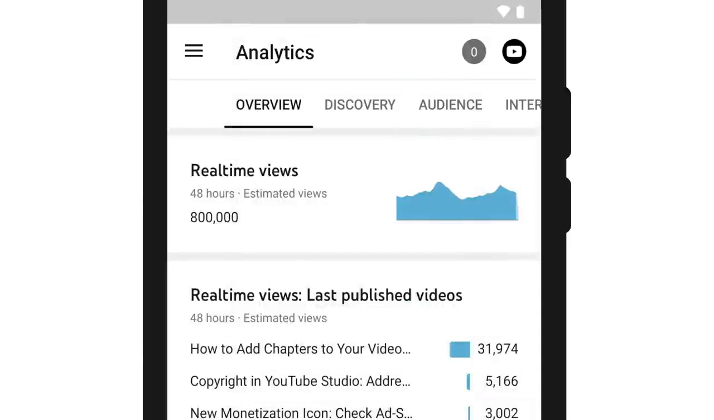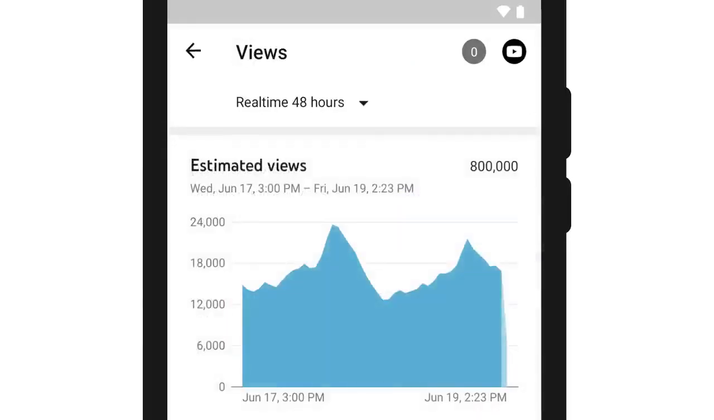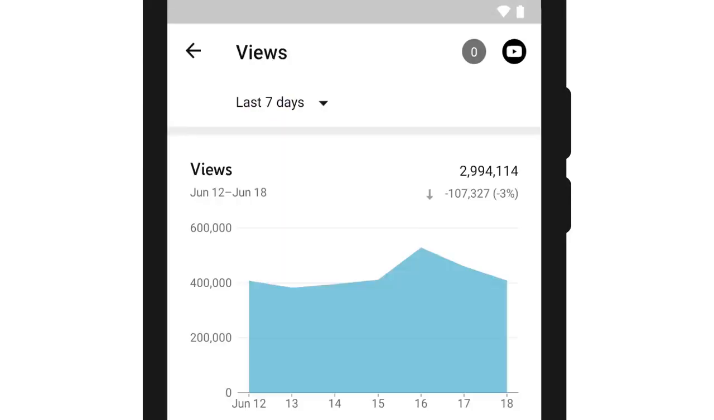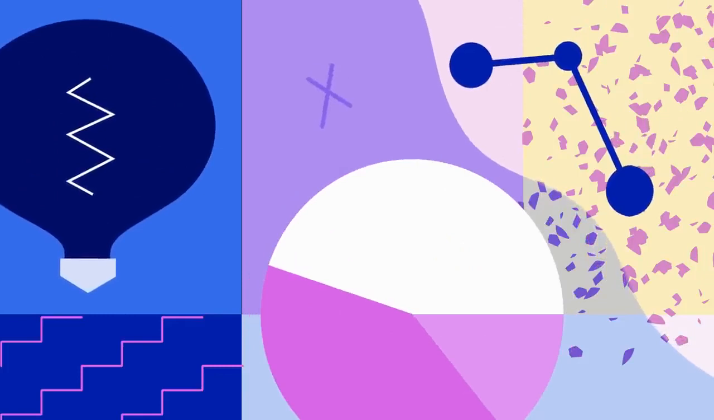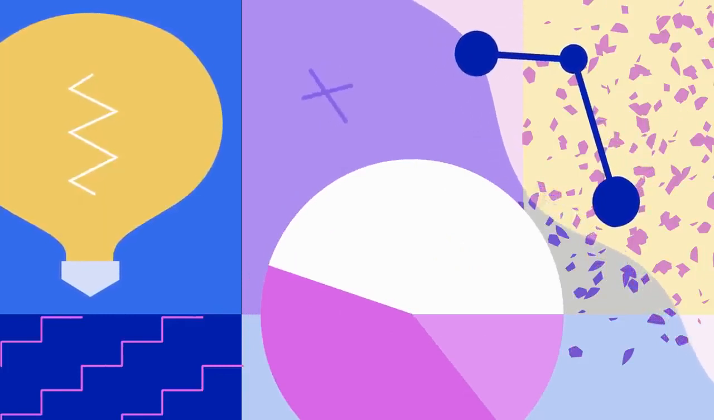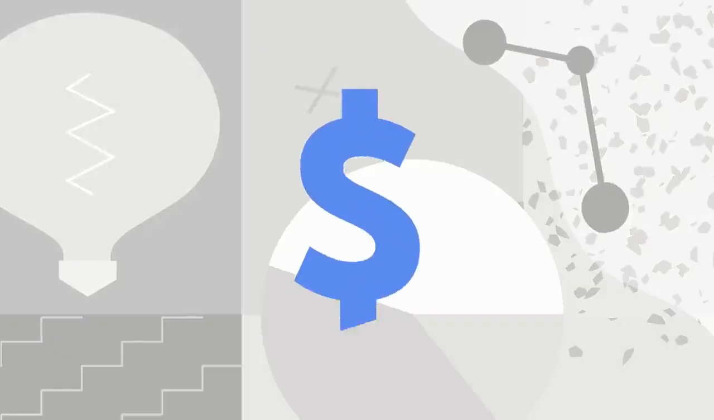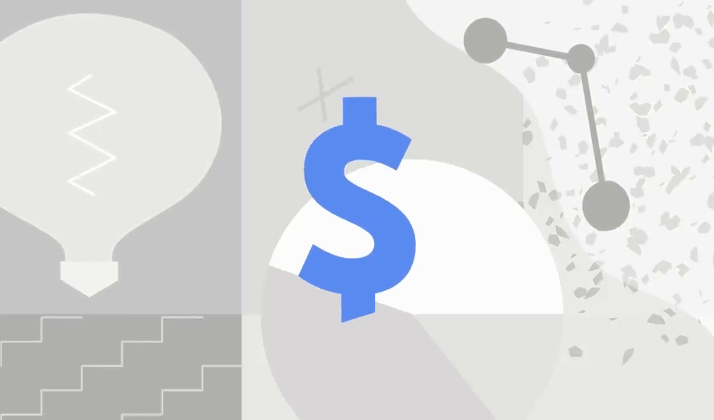For any of the cards in these tabs, you can change the time period by tapping on a card, then choosing a time period from the dropdown. All of this data can help you better understand what affects your channel and video performance, which can help inform your business or content strategy.